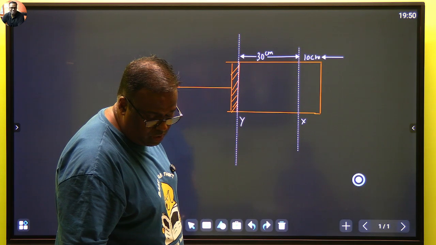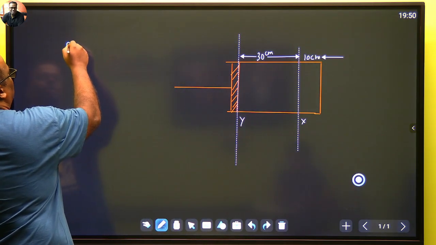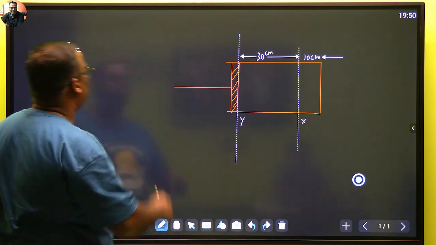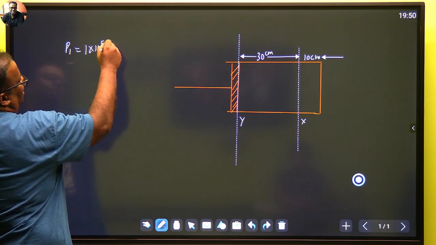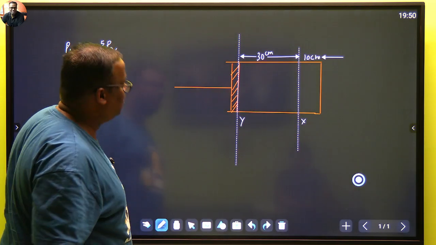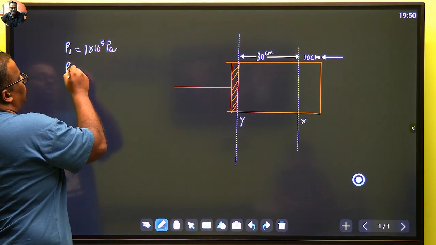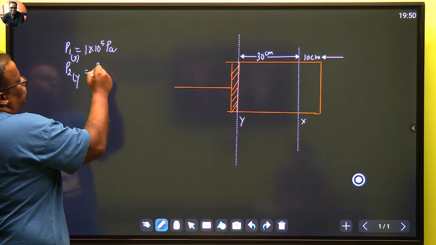If the original pressure, let's say P1 is the original pressure, is 1 into 10 to the power 5 Pascal, they're asking you to calculate the pressure when the piston is at y. This was the pressure when the piston was at x. इसको कैसे करेंगे?